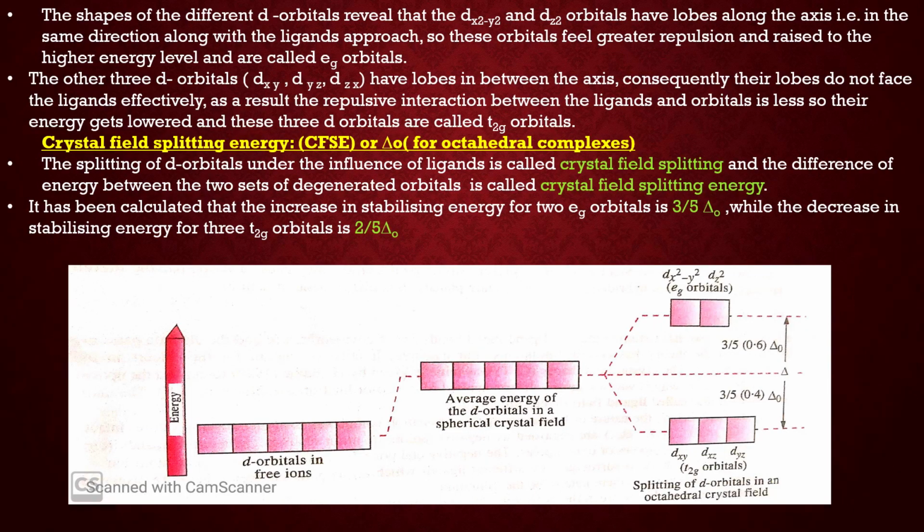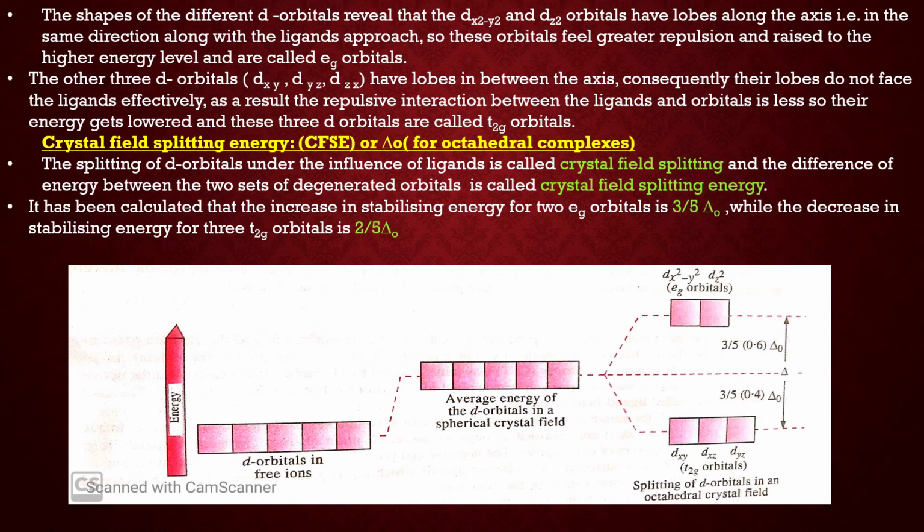Now I am again explaining these things: the shapes of d orbitals reveal that dx square minus y square and dz square orbitals have lobes along the axes, so they are in the same direction as the ligand approach, and these orbitals feel greater repulsion and rise to the higher energy level and are called Eg orbitals. While the other three d orbitals, that is dxy, dyz and dzx, have lobes in between the axes. Consequently, their lobes do not face the ligands effectively.